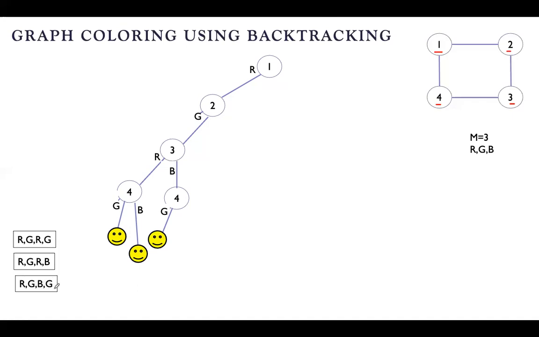Red, green, blue, green. So now we are in vertex 4. We check for R, we check for G. Next we'll check for blue. Is blue allowed? Blue is not allowed because 3 and 4 are adjacent. Already blue is taken. So blue is not allowed. Next, for vertex 4, we checked RGB colors. We'll go back to vertex 3.